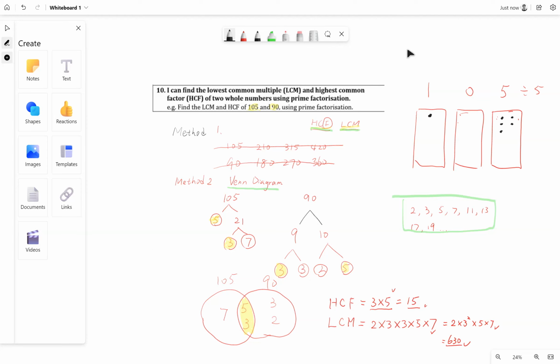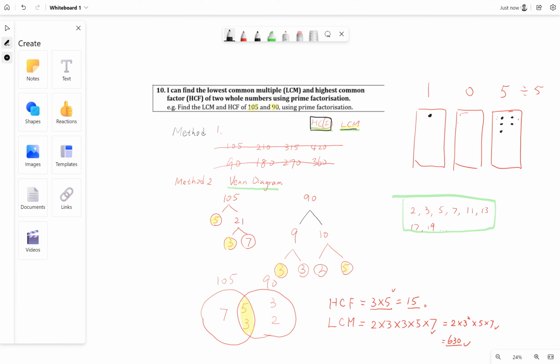Okay, let's look at question 10. We want to find the LCM and HCF of 105 and 90. We know there are three methods, but for method number 1, you can't really do it with HCF easily, because finding the factors will take a while and may not be correct.